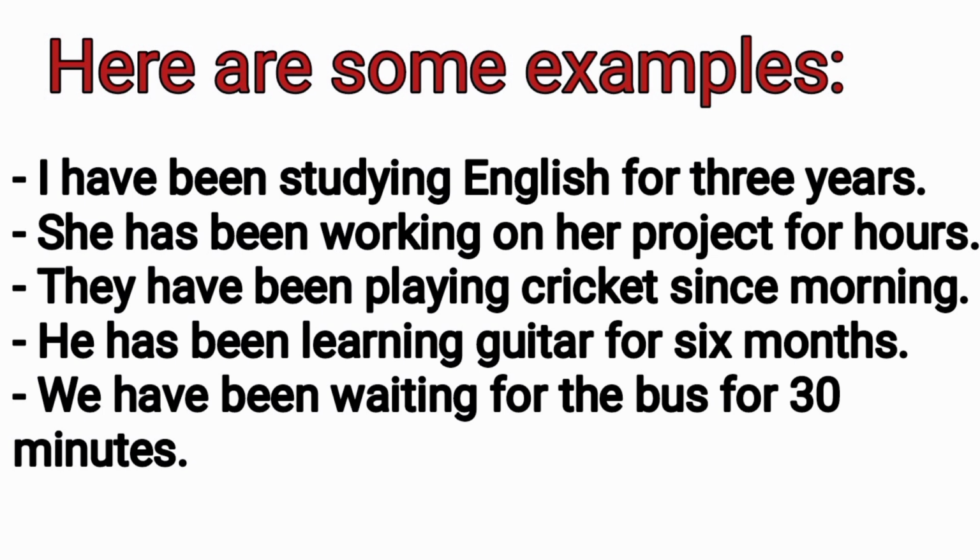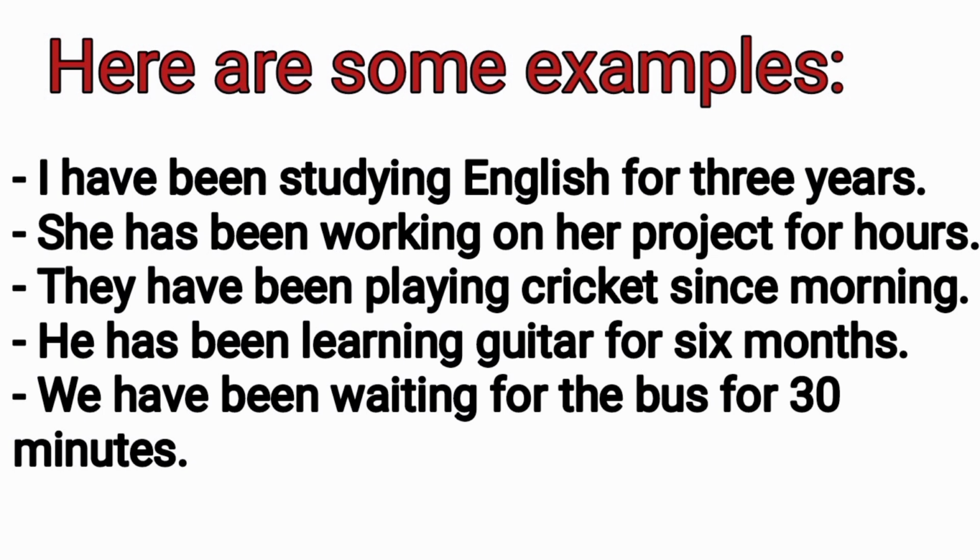For example, now we use the present perfect continuous tense in sentences. There are two options: for and since. I have been studying English for 3 years. It means I've been studying English for 3 years. She has been working on her project for hours. We use for with a non-specific time, but we use since with a specific time.